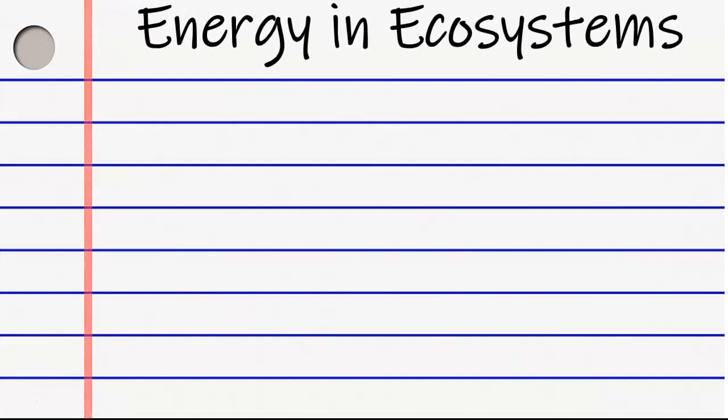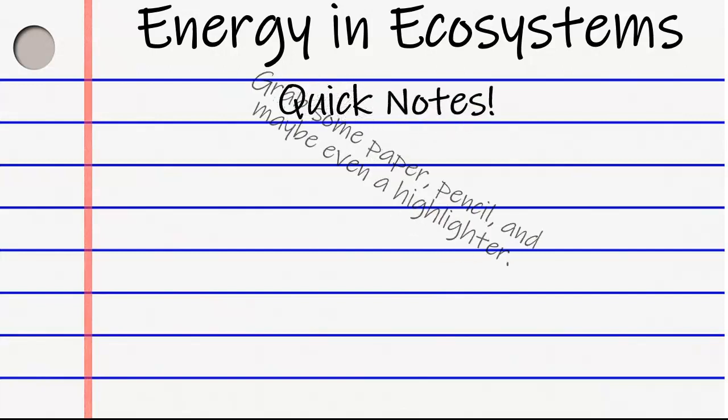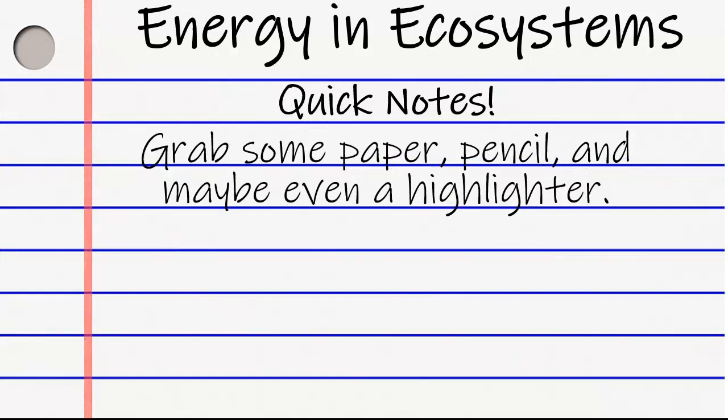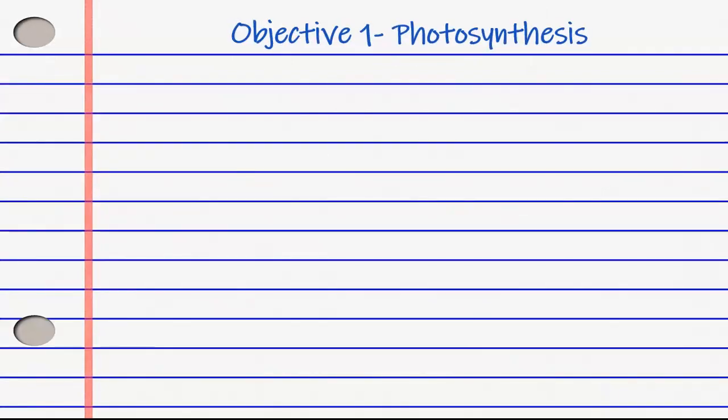So this is the workshop for energy in ecosystems. These are going to be quick notes, so I suggest getting some paper, pencil, and maybe even a highlighter so that you can follow along with me and highlight some key terms if you need to. So we're going to go objective by objective here.